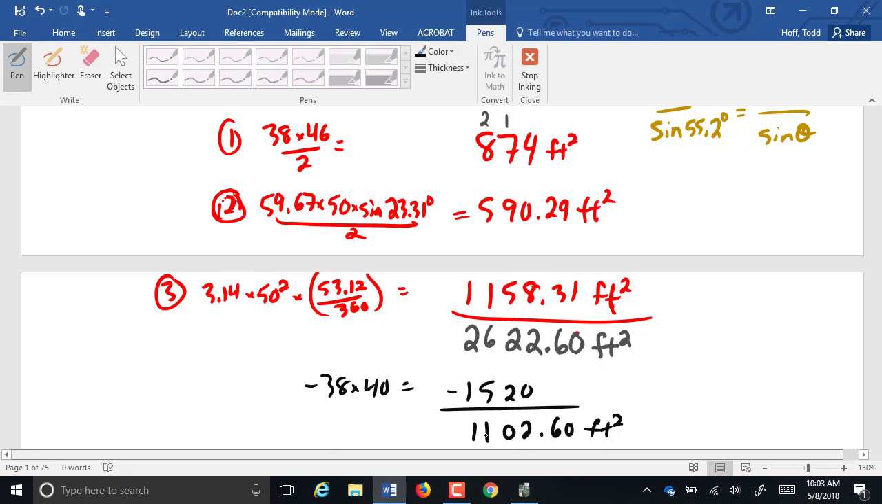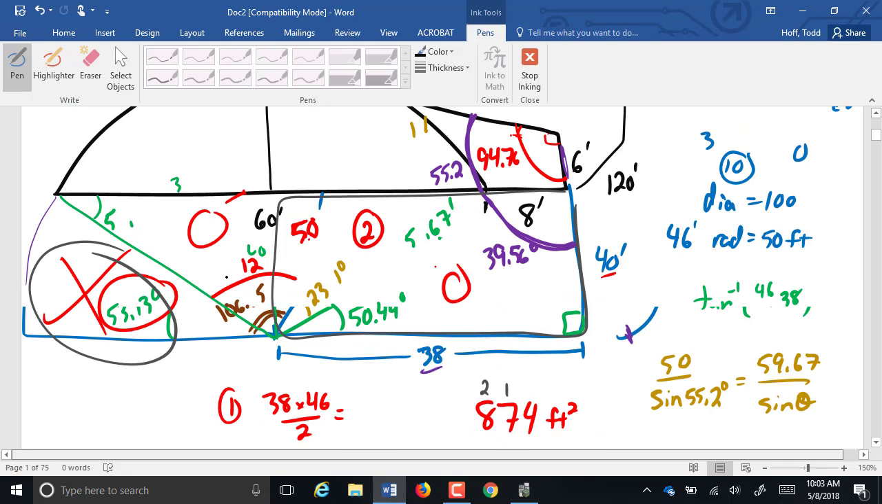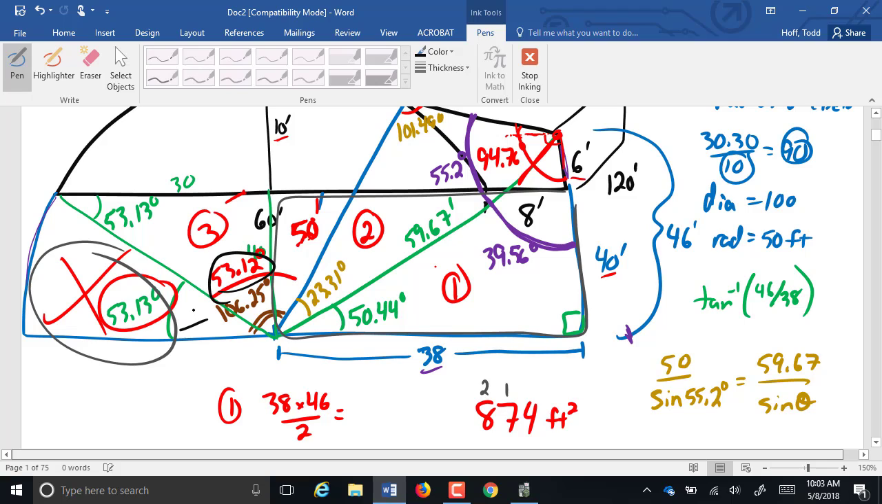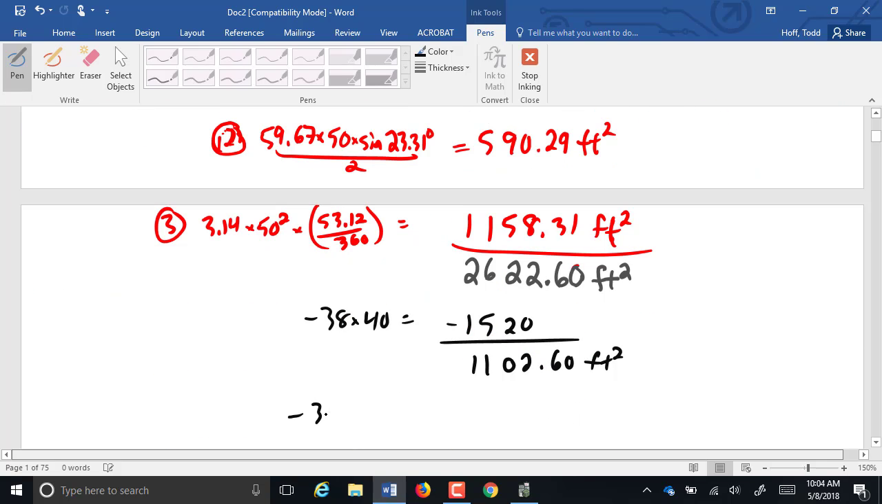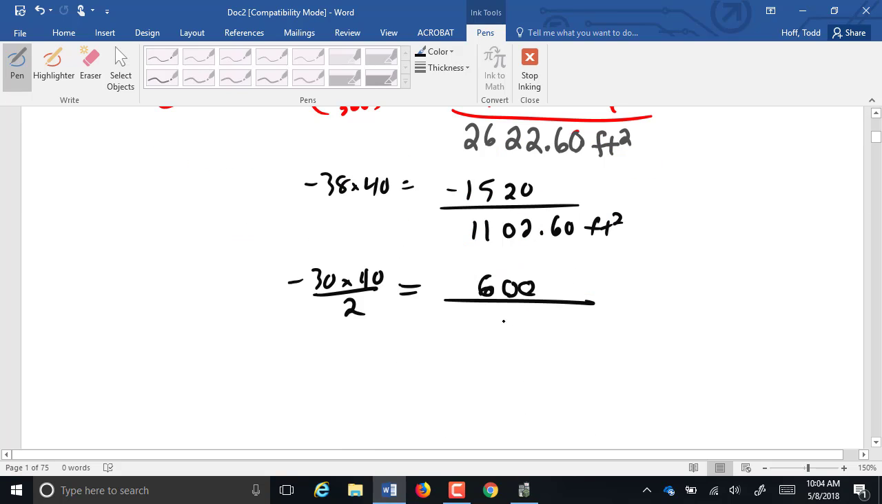Up here, we just used this angle so that this part was left out. Then we've got this triangle here that's 30 by 40. So subtract 30 by 40 divided by 2, which is 600 square feet. Which leaves us with only 502.6 square feet of area.